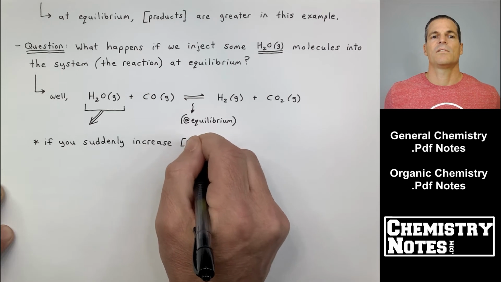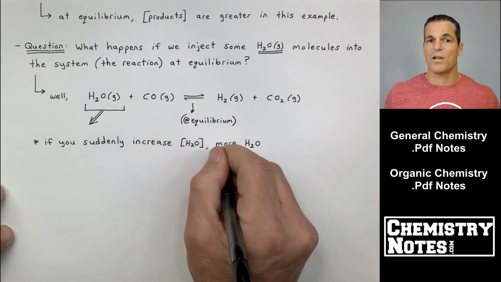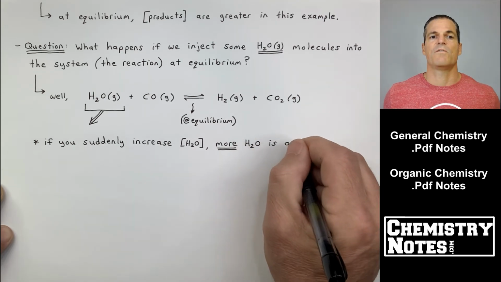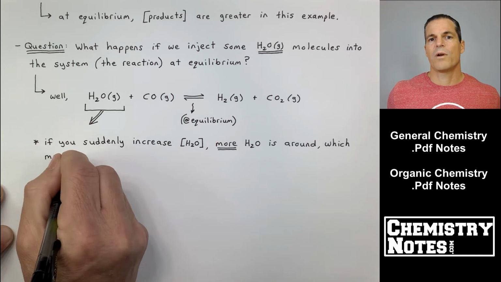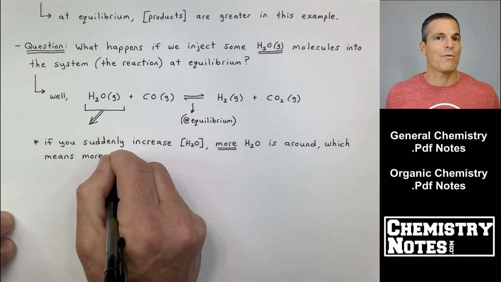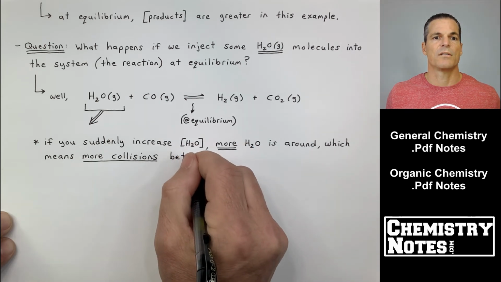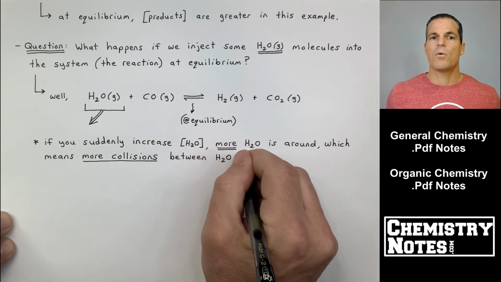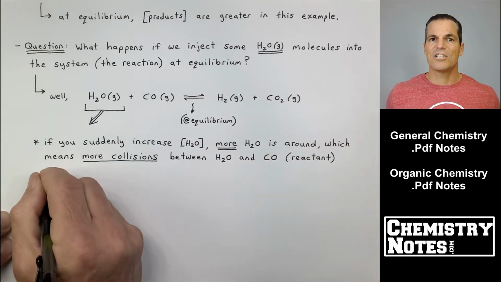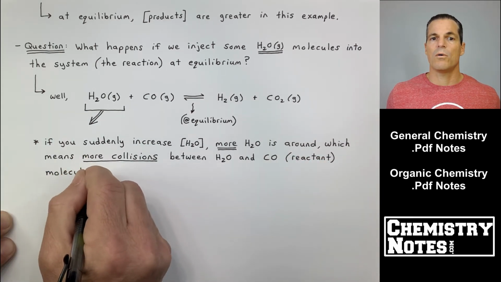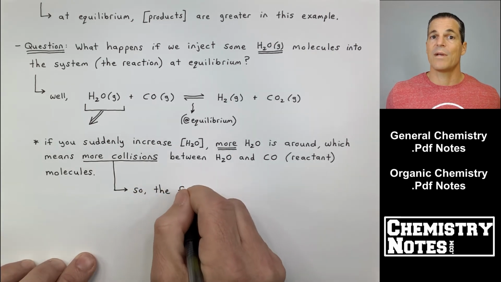All right, so it says H2O gas. If you suddenly increase the concentration, brackets mean concentration, if you suddenly increase the concentration of H2O, well, there's more H2O around now, right? We have more of that reactant around, which we didn't have just moments before the injection. So if I have more H2O reactant around, that means there's going to be more collisions between H2O and CO, H2O and carbon monoxide. Those are my reactants.